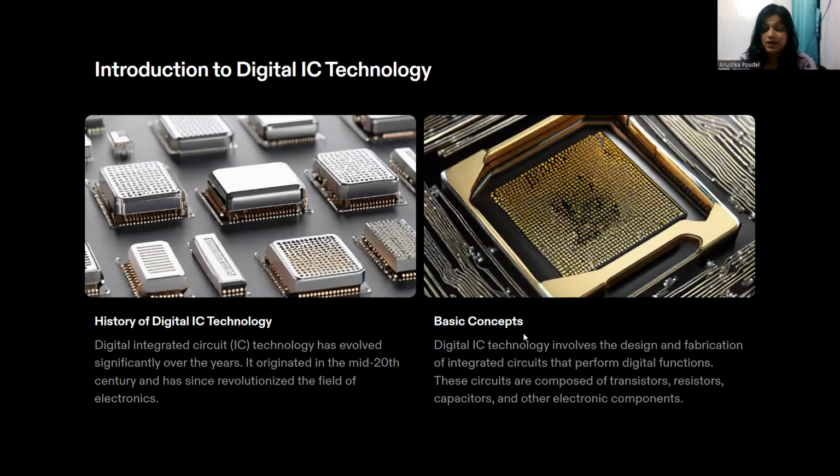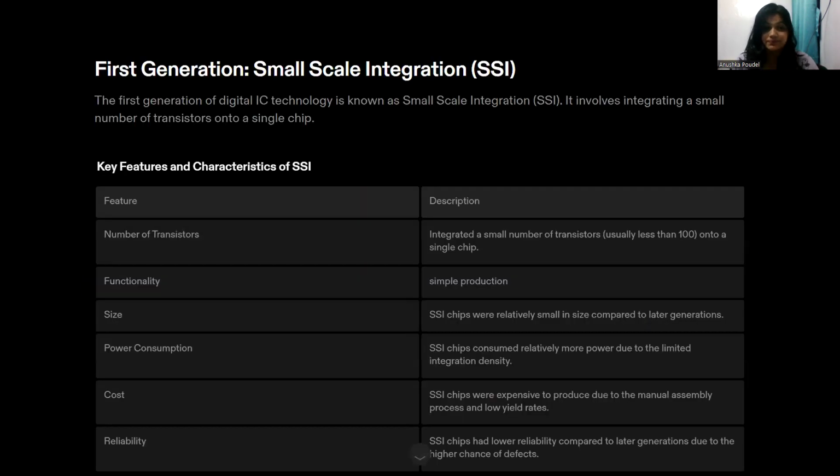So the basic concept is that digital IC technology involves the design and fabrication of integrated circuits that perform digital functions. These circuits are composed of transistors, which, as mentioned earlier, are electronic devices that control the flow of electrons. Resistors are electronic components which resist the flow of electrons, as suggested by the name. Capacitors are electronic devices which store electrons, along with other electronic components.